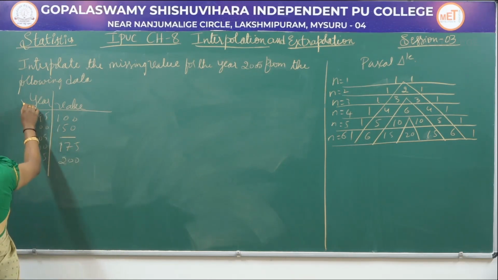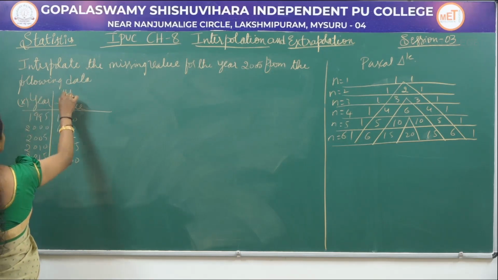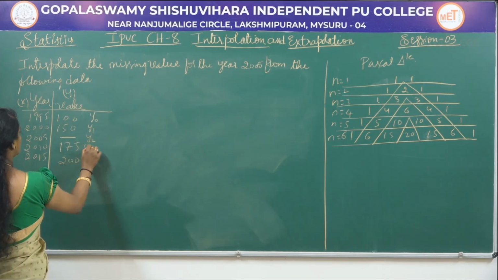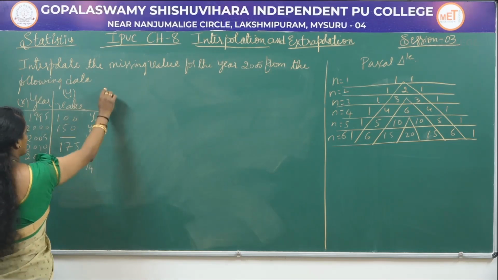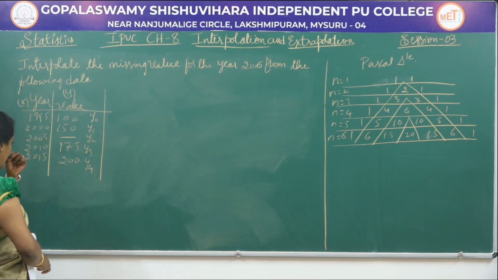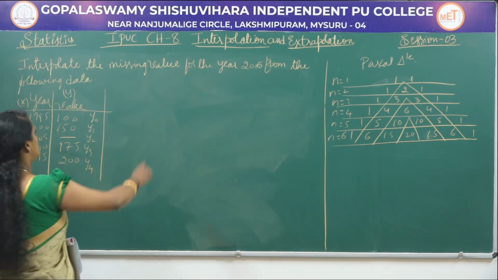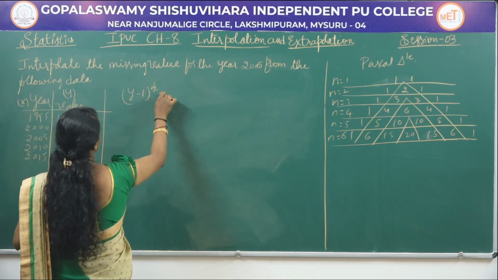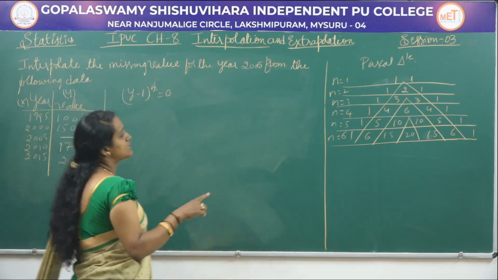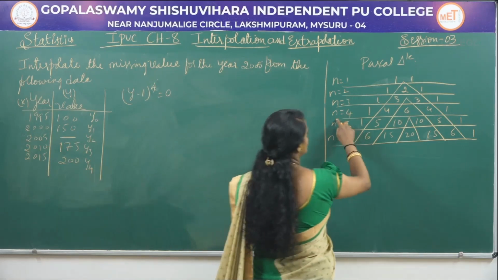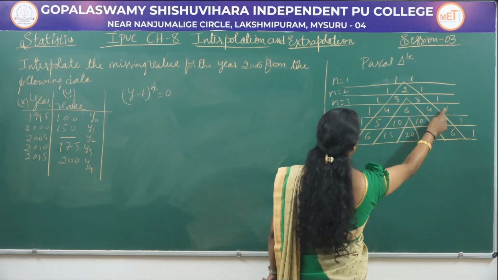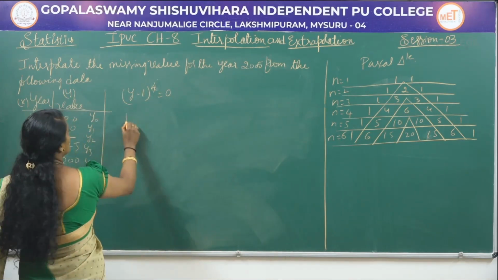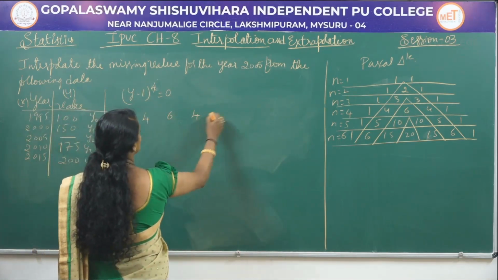So let me denote years as x and value as y, and this is y0, y1, y2, y3 and y4. Till y4 we have, so here n is equal to 4. So (1 - 5)^4 is equal to 0. For n is equal to 4, using Pascal's triangle, the coefficients are 1, 4, 6, 4, 1.